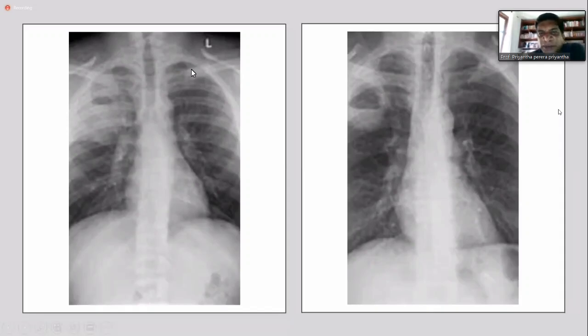What will be the physical sign you'll see on general examination in this child? Most obvious physical sign. What is the physical sign you would see during general examination of this child? Clubbing. Clubbing, good, right? Because any suppurative lung condition like bronchiectasis or lung abscess will cause it. Bronchiolitis obliterans also causes it, but any suppurative lung condition will cause clubbing.